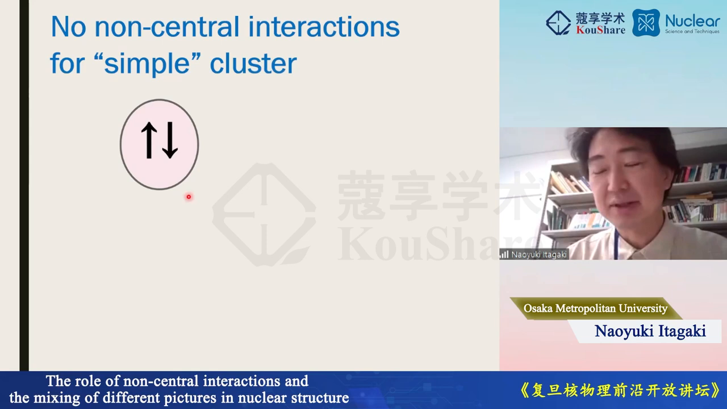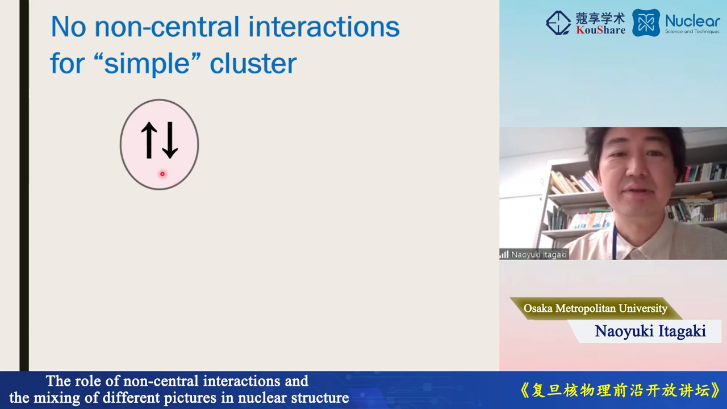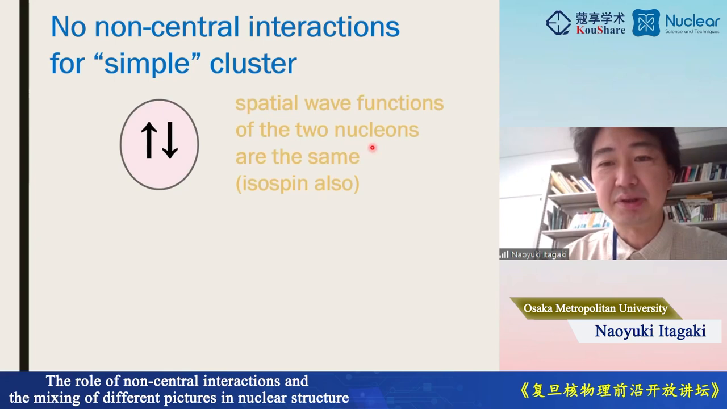Suppose that there are two neutrons with spin up and down, and they are forming a cluster. Then forming a cluster means that the spatial wave functions of the spin up neutron and spin down neutron are the same. That's the meaning of their forming the cluster. So the spatial wave functions of the two neutrons are the same. And they are neutrons, so the isospin wave functions are also the same.